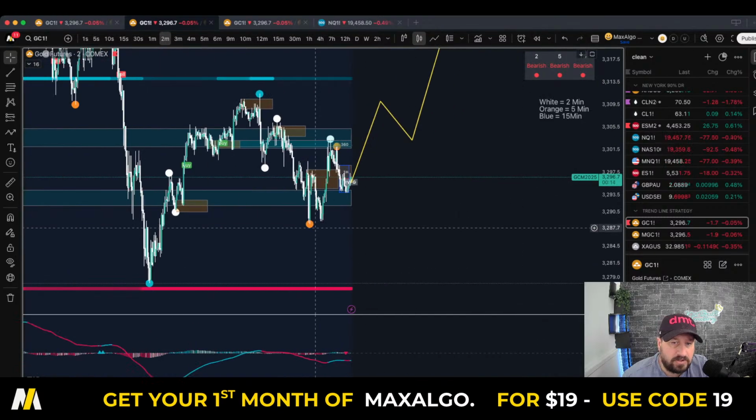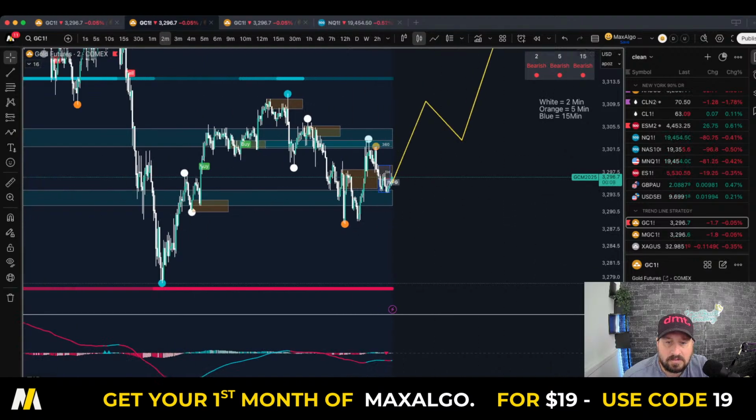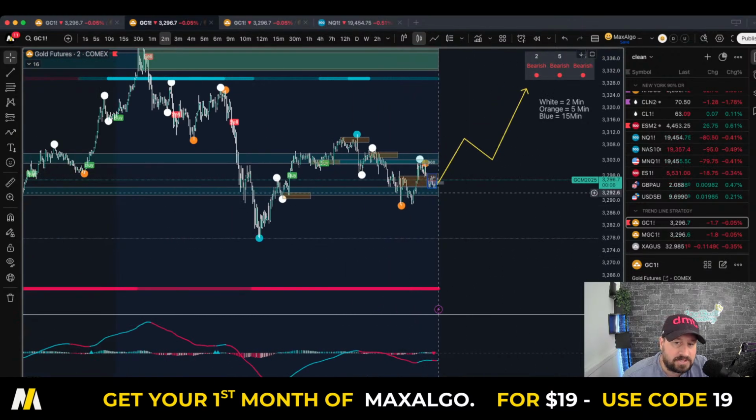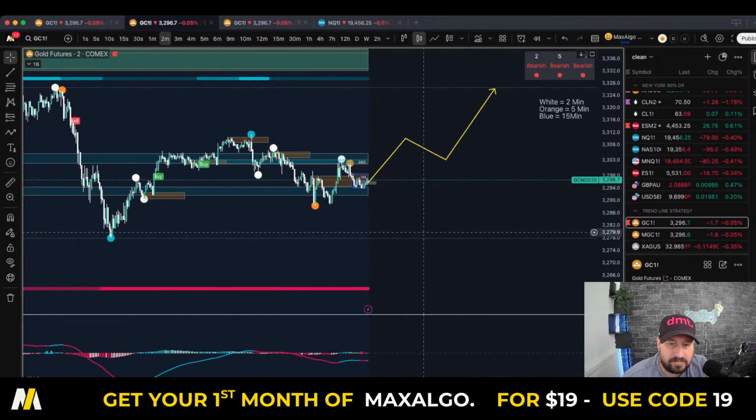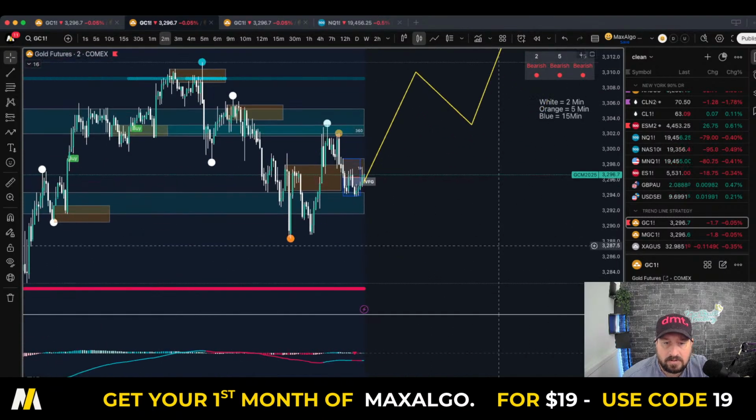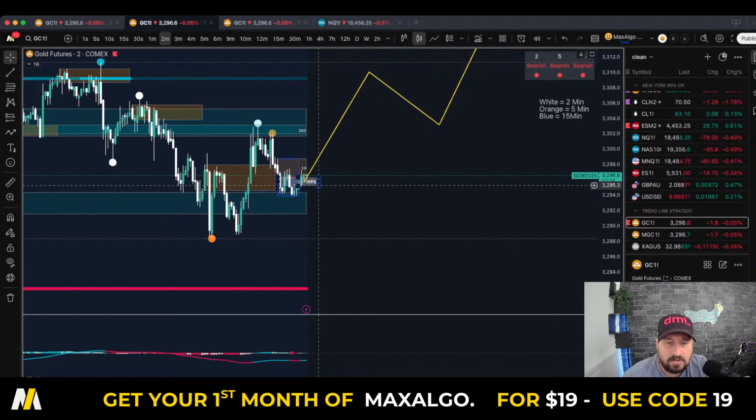You can see we've got a new 5 minute low, 5 minute high. So if we were to come up and take this, we would switch both 2 minute and 5 minute bullish. Lots of indecision inside of there, right?